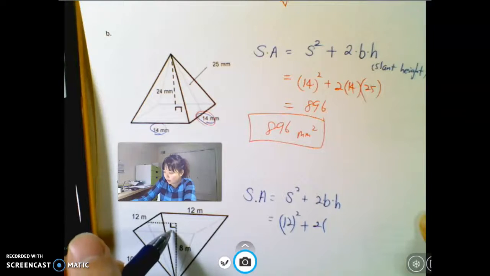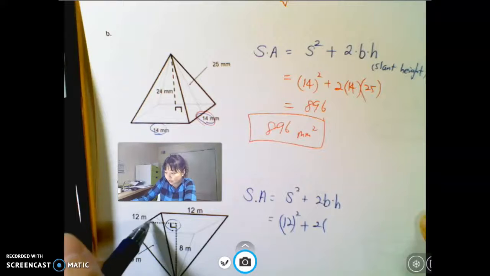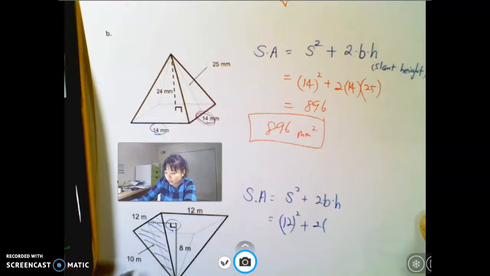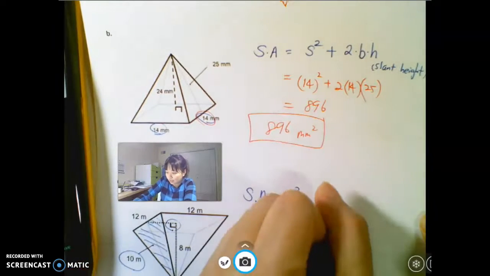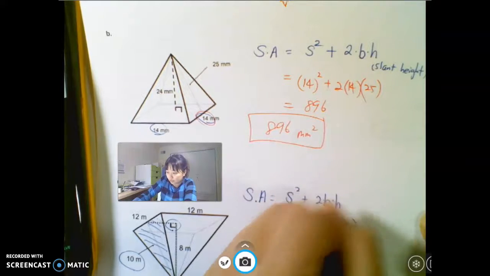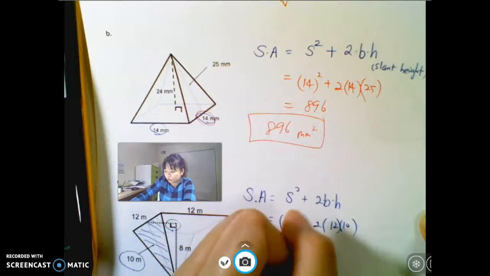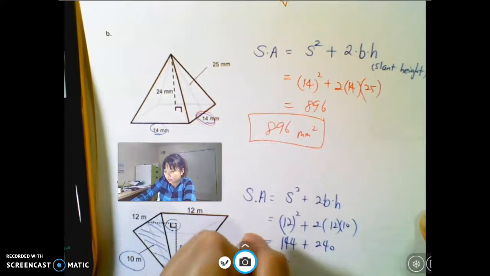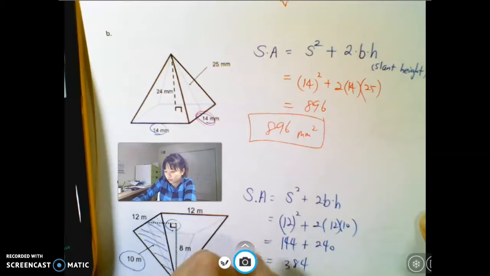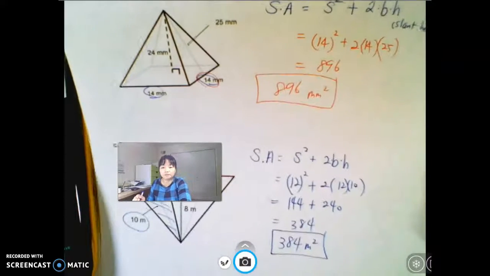For each triangle, I know there's a 90 degrees here too, but if you're looking for surface area, you have to look for the actual face. Height for that would be 10. So it'd be 12 times 10. So it'll be 144 plus 240, that is 384. So 384 meters squared for this last pyramid.